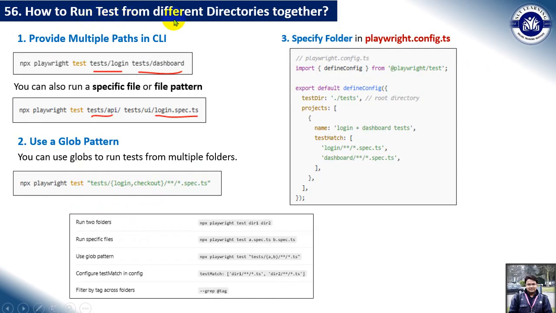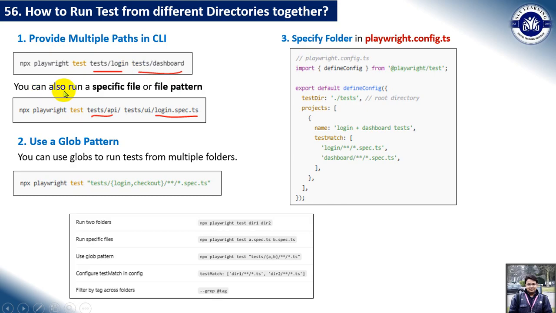How to run the tests from different directories. Suppose you are going to write this command: npx playwright test, and here the first directory is tests/login, so whatever login test cases are there, it is going to execute. Then also tests/dashboard, meaning whatever test cases come under the dashboard folder will execute. So both directories' test cases will start executing together when you provide your command line this way.